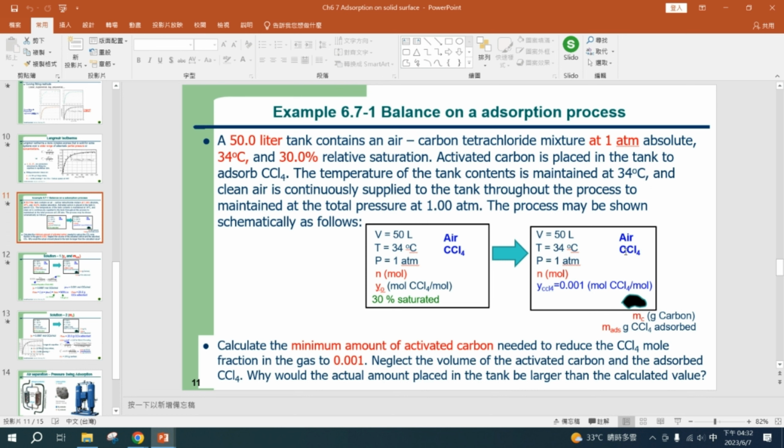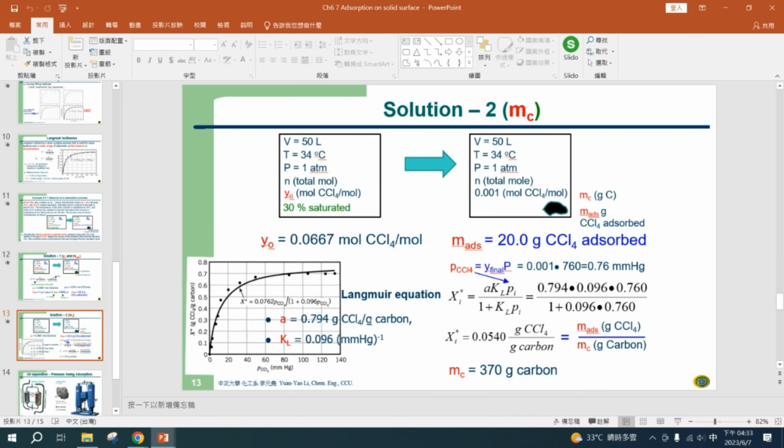So you remove carbon tetrachloride away from the air. Okay, and this is a question you want to know. The important thing is that you need to know there's one which is called the Langmuir equation. I will give you the Langmuir equation like this, and you need to know the constant A and the constant KL. P is partial pressure, right? Okay, so please practice this by yourself.